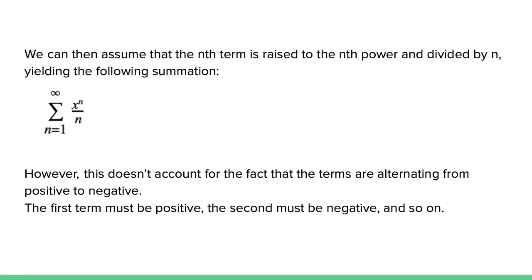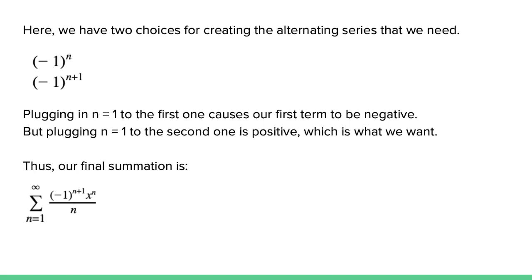However, we noticed in the series that the terms alternate between positive and negative. This means we have to include something of the kind of -1 to the n or -1 to the n plus 1. To decide which one is correct, simply plug in n equals 1 to both of them. -1 to the 1 gives us a negative value, and -1 to the second power gives us positive 1. So using this information, we know that we need to pick -1 to the n plus 1, since our series started with a positive value.